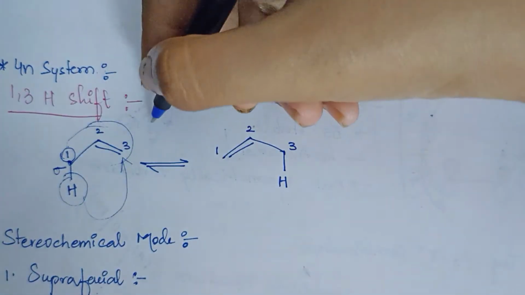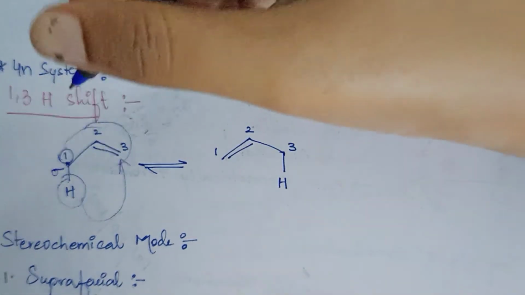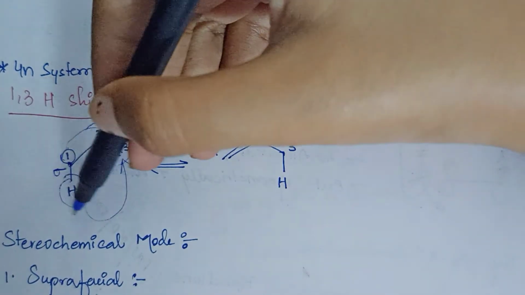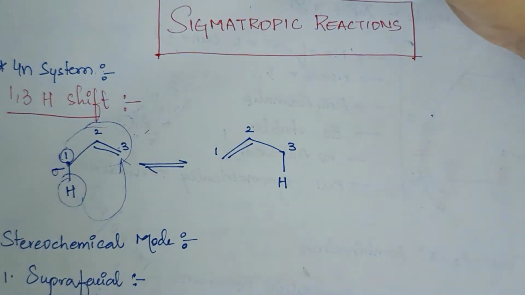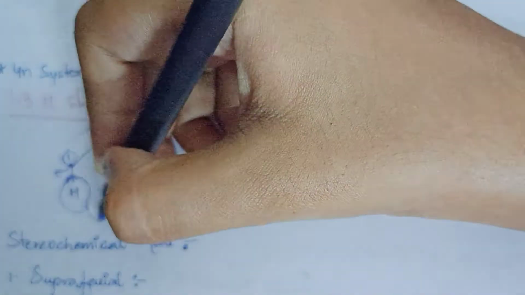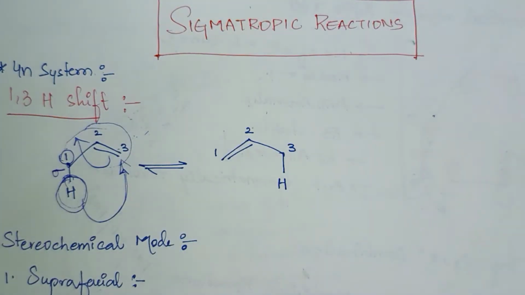Here, where it is starting is known as the migrating origin, and where it is ending is known as the migrating terminal. So here we call it 1,3, meaning the hydrogen is shifting from the first position to the third position. We are calling it a 1,3 shift. Here the hydrogen will shift from here to here, and the position of the double bond changes. We will be getting this product.